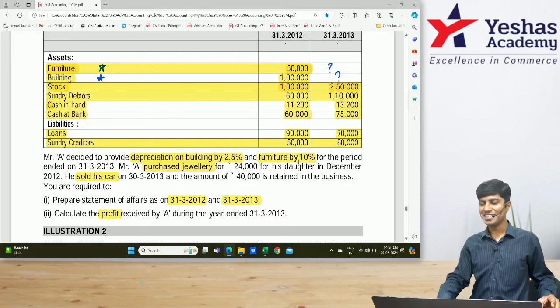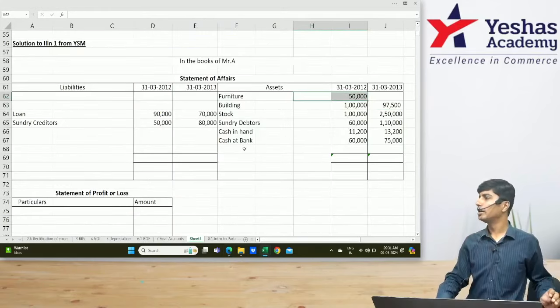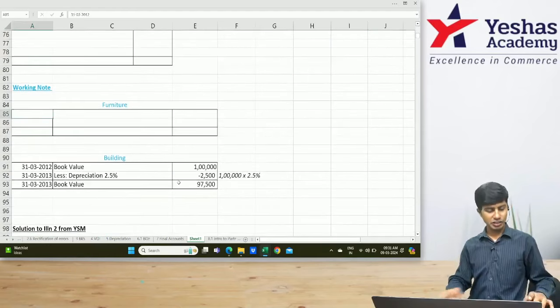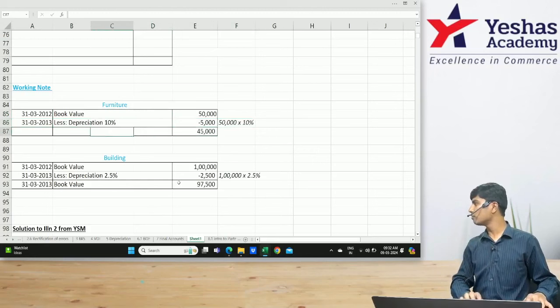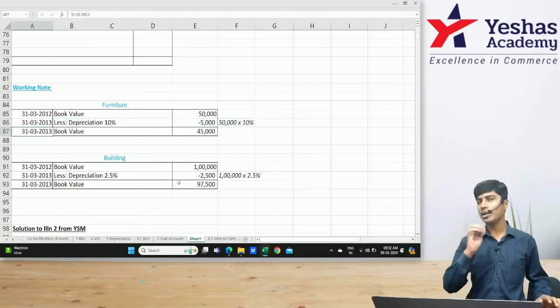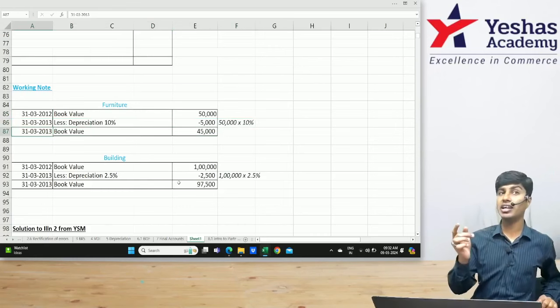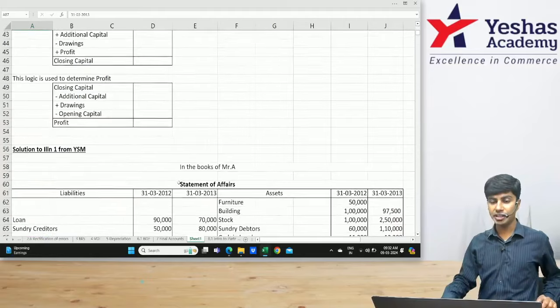Furniture 10%. How much is furniture? 50,000. So what are we going to do now? Depreciation 10%. So let me write here. Furniture on 31st of March 2012. How much is it? 50,000. Less depreciation 10%. 50,000 into 10, 5,000. Closing 45. We are not preparing complete records. I will not write 5,000 depreciation anywhere. But after deducting 5,000 depreciation, the closing value 45 is there. I'll write that 45 straight here.